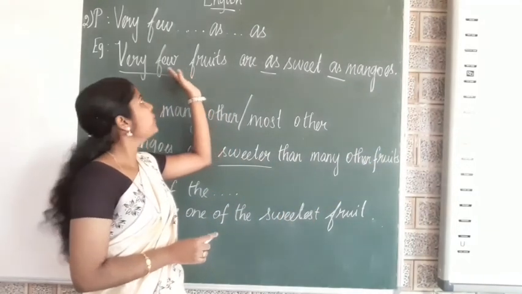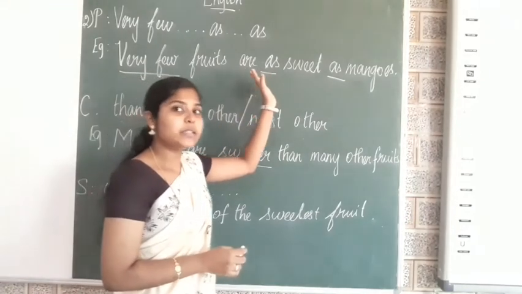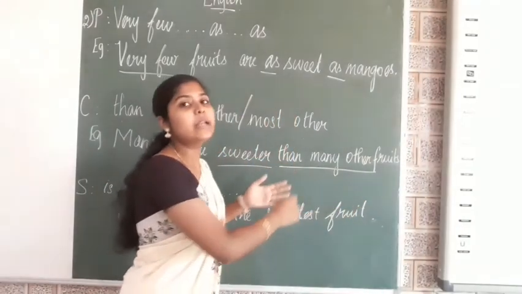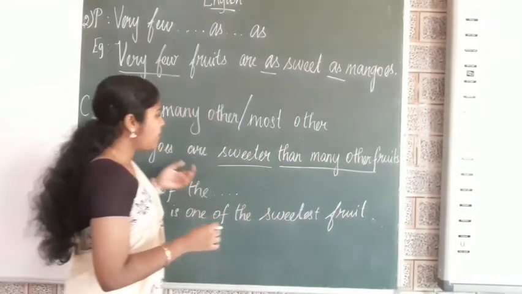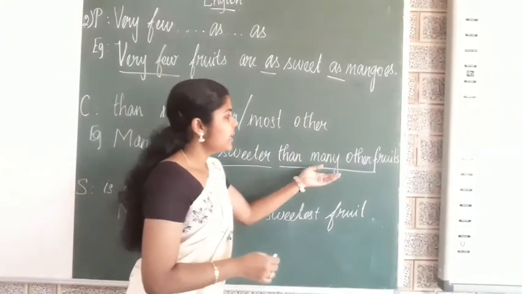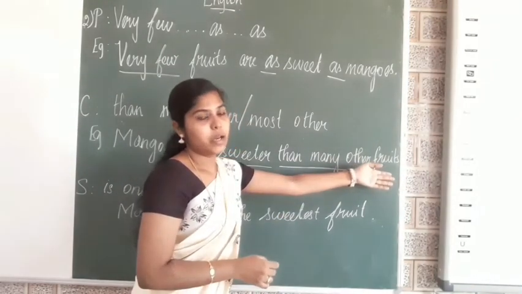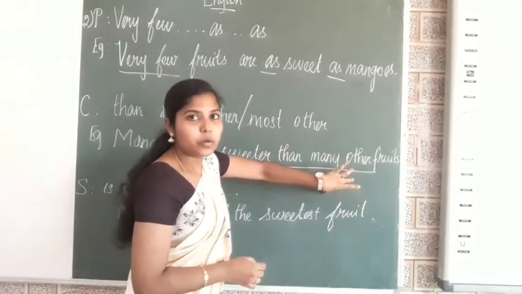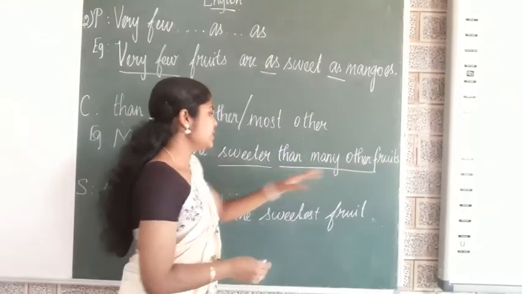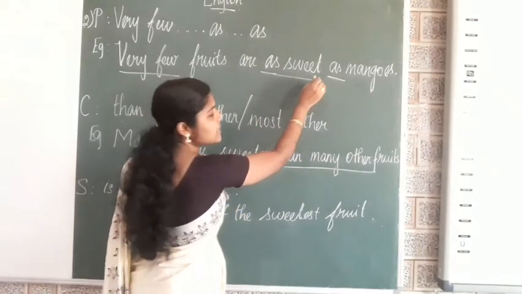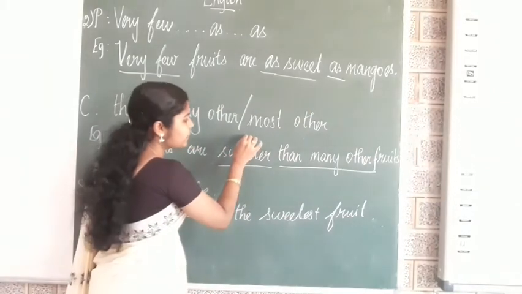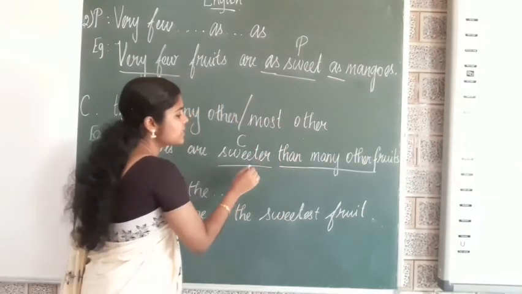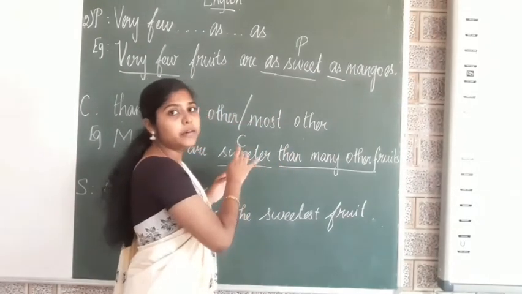Here very few is there. In the positive form we have written very few fruits. And so in comparative we have to write than many other, or we can use than most other. Mangoes are sweeter than many other fruits. Many other is the comparative rule to be used for this sentence. Sweet is the adjective, the positive form. Sweeter is the comparative form of the adjective.